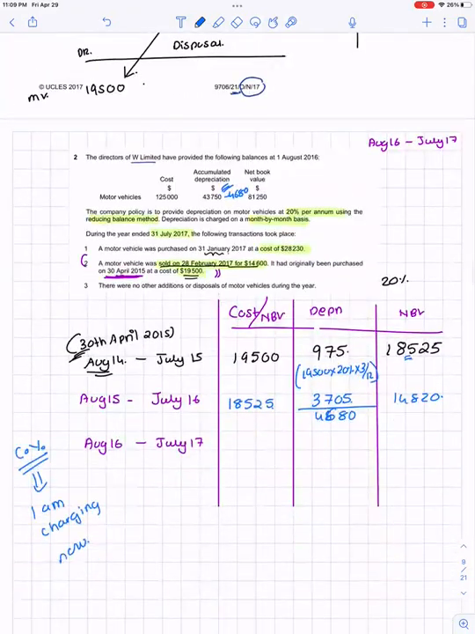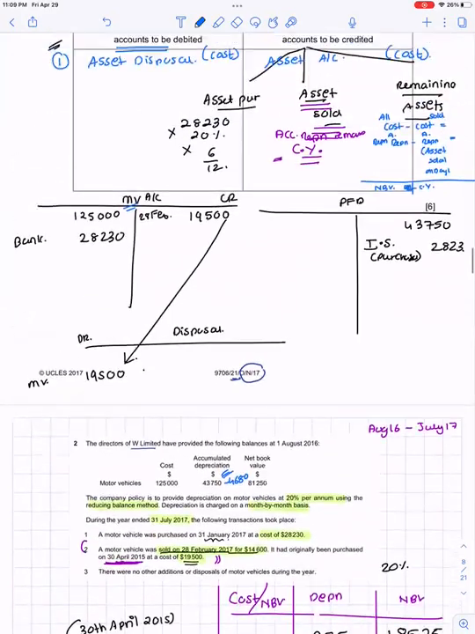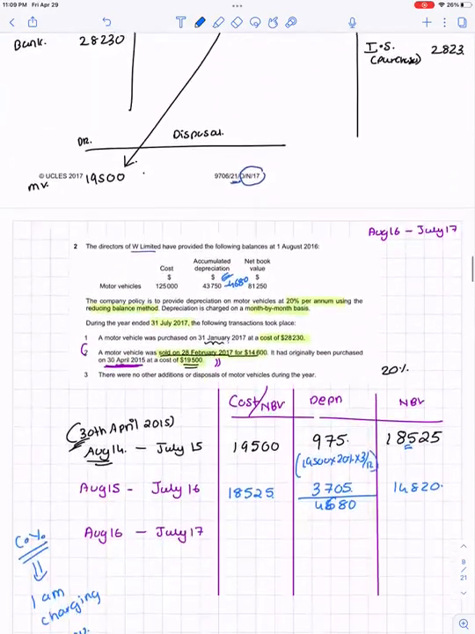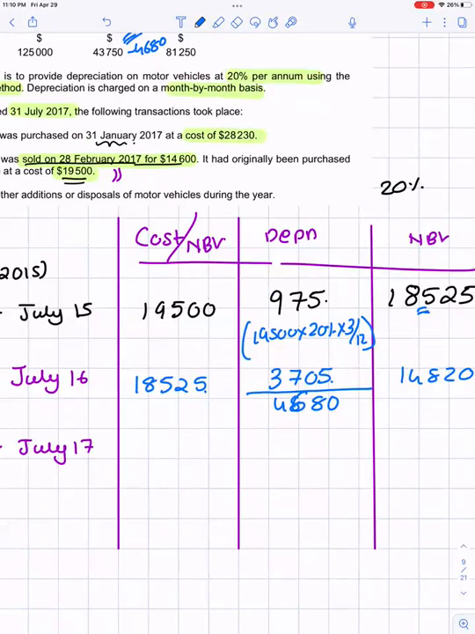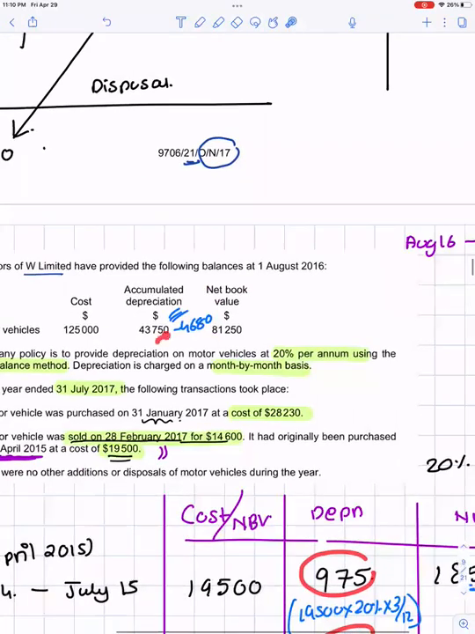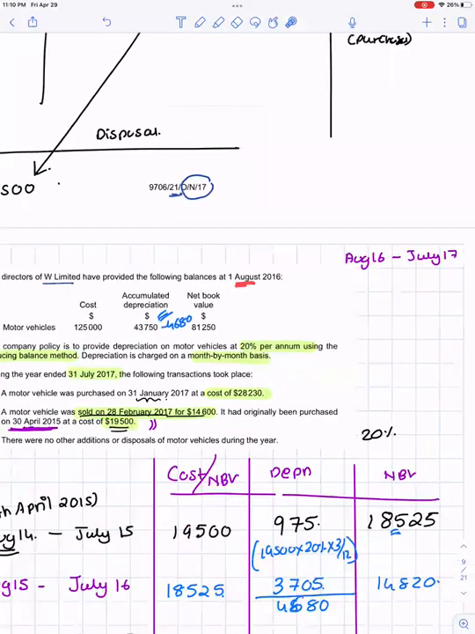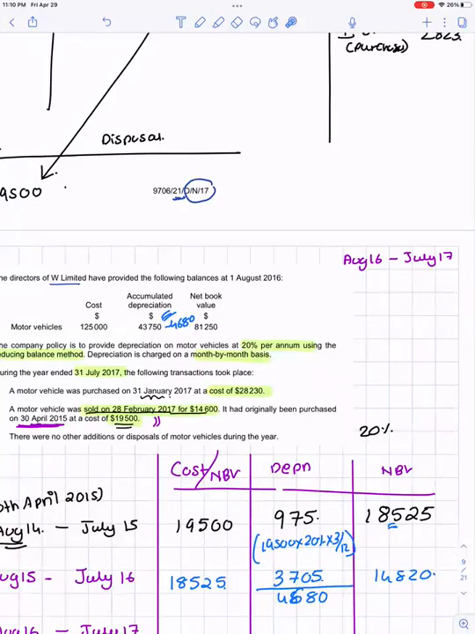Now let's see the current year. What is that 4680? On day one, how much is included in this provision for depreciation? Total till the current year beginning. You totaled it, right? The upper one, I totaled it.